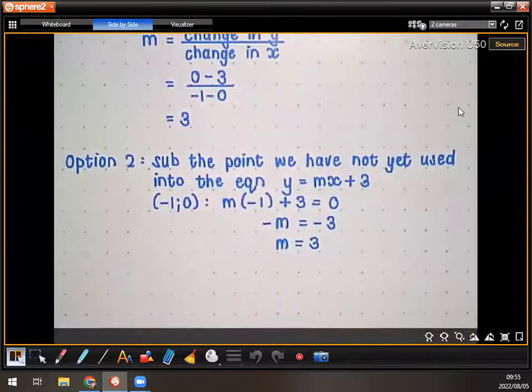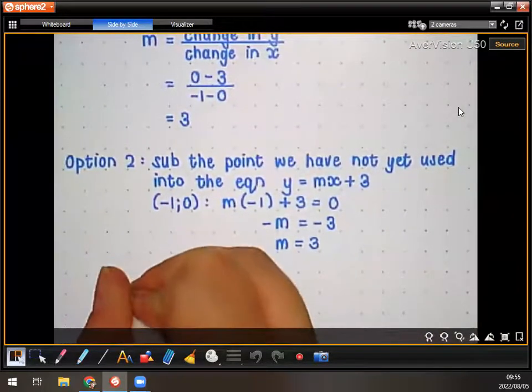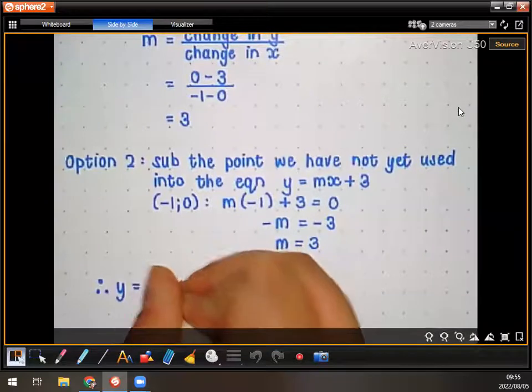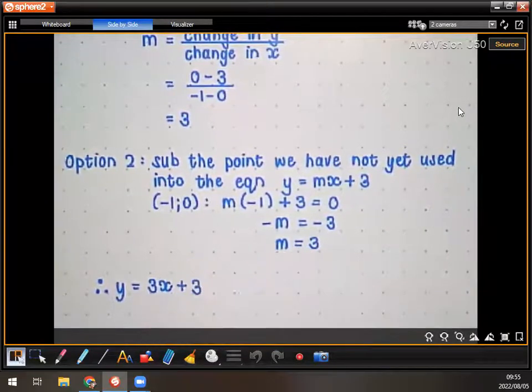So guys, you can decide, alright? They give you a straight line graph and they ask you to find an equation. The c value, you put that in, the y-intercept is always your c value. To find m, you can either use the gradient formula and work with both points, or you can sub in the point that you have not yet used and then solve for m. Okay, so now you need to write the equation there. y is equal to mx plus 3, but m is now 3, so therefore y is equal to 3x plus 3.